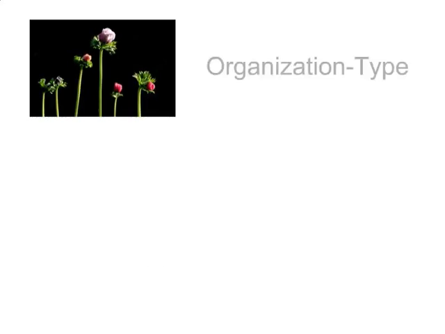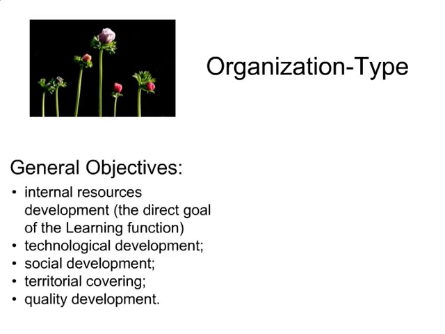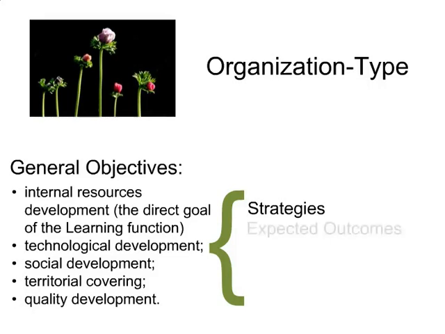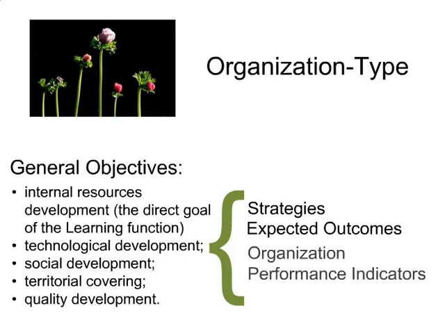In the first phase, we defined the general objectives of the organization type. Then, for each objective we defined the strategies, that is, the activities to perform in order to attain the general objectives, the expected outcomes, that is, the effects following the strategy's attainment, and the organization performance indicators, that is, the criteria observed in order to establish if and how the objectives have been attained.